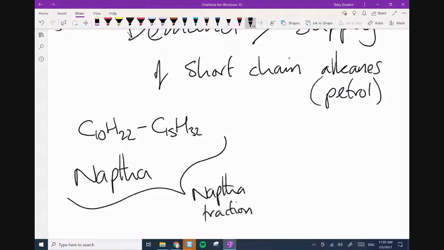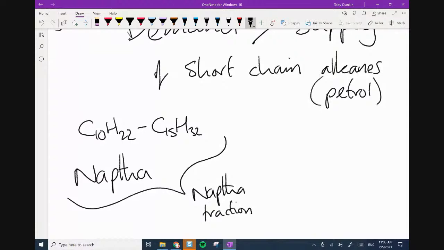Is it just one alkane? It's not, is it? It contains about 5 or 6 different alkanes. Can you tell me what that means? If I was going to say to you, what's the boiling point of that, what would you tell me? It's going to be low, they're short. But could I say it's 100 degrees? Why?